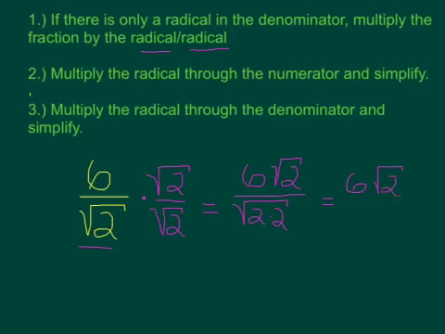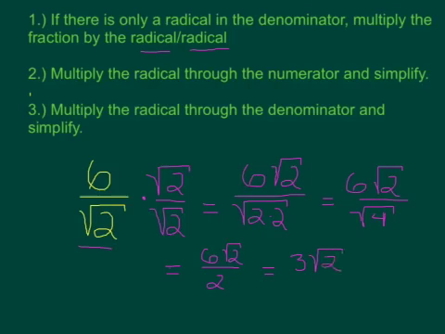So let's rewrite it that way. 6 square root of 2 over the square root of 4, which we know is a perfect square, and we can take the square root and get an integer out of the square root of 4. So let's go ahead and do that. 6 square root of 2 over square root of 4 is just 2. So we can now simplify the integers in this fraction. 6 divided by 2 is just 3. So our final simplified answer is 3 square root of 2.